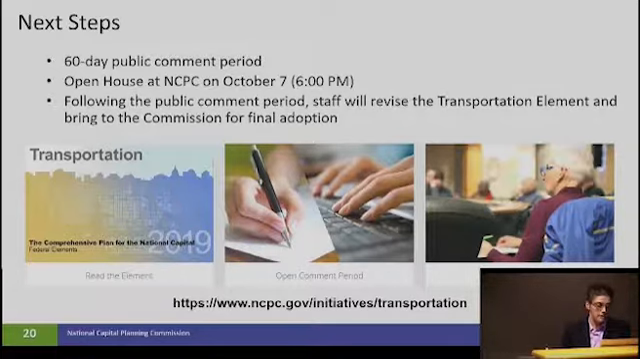In terms of next steps, following the Commission's authorization to release the draft element, we will have a 60-day public comment period and post a notice in the Federal Register. The draft element will be available online on NCPC's website for review and comment. We will have an open house on October 7th where the public can learn more about the update and provide written comments. Following the public comment period, staff will consider the comments and revise the element before bringing a final draft in early 2020 for the Commission's review and comment for final adoption.